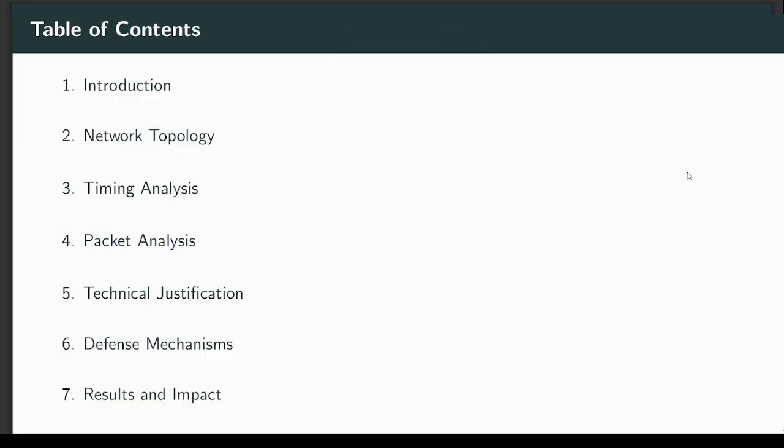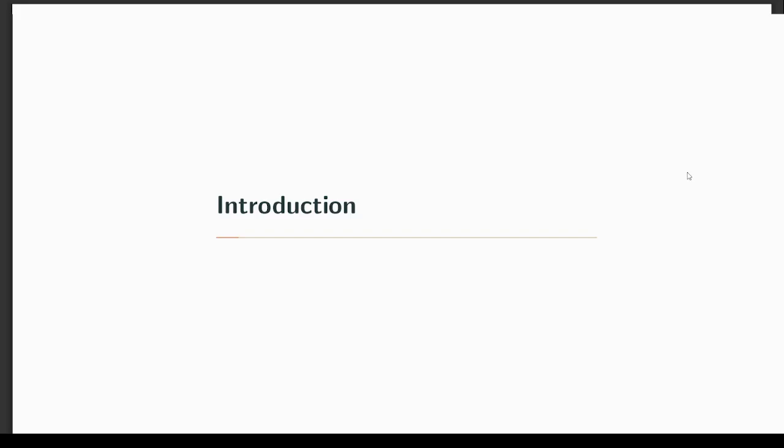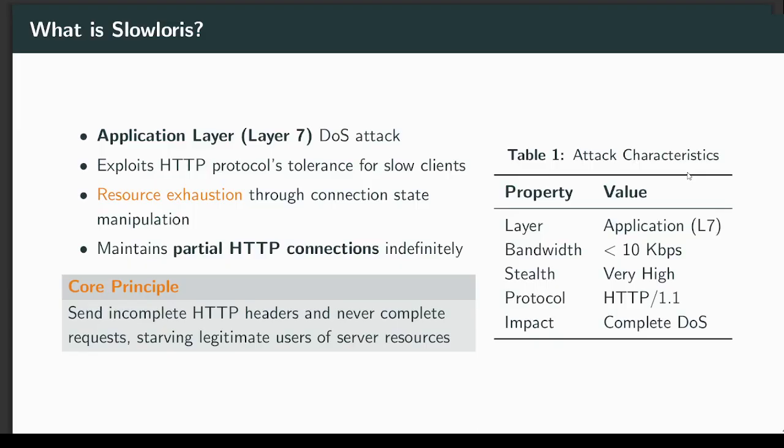Firstly, there are 8 contents, but it is not possible to go through all of these in such a short time. So I'm gonna go through the basic ones. So what is the Slowloris attack? It is a kind of DOS attack, that is, a denial of service attack.